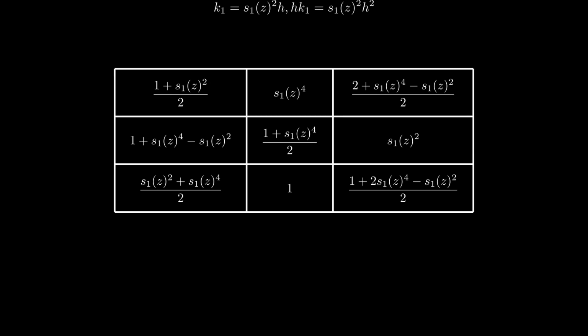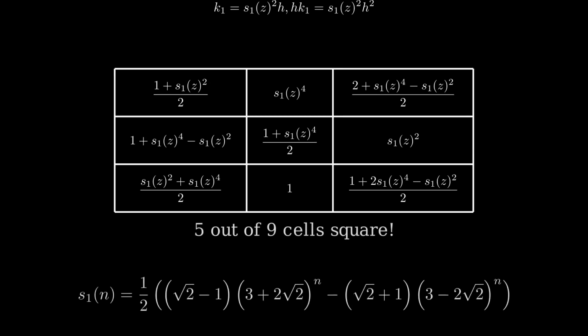So this means we now have 5 out of 9 cells guaranteed to be square, and with just a single variable defined. Now remember that S1 had a specific definition. It cannot be replaced by any value. It must follow the form shown below. Now unfortunately, even with just a single variable remaining, it was still not possible to find all 9 cells being square at the same time. In fact, it's now simple enough to prove that there is no situation where all 9 cells will ever be square.